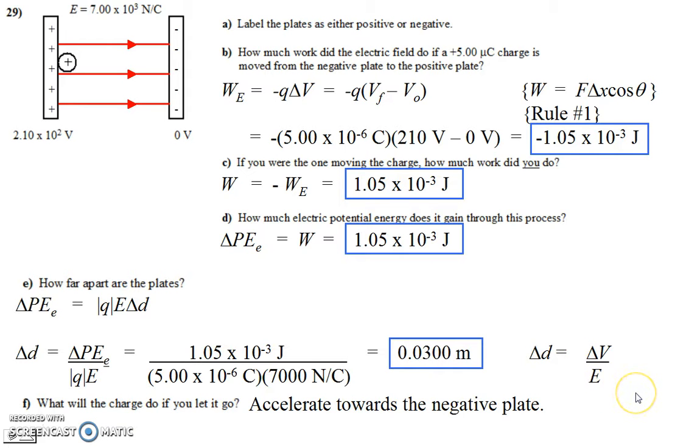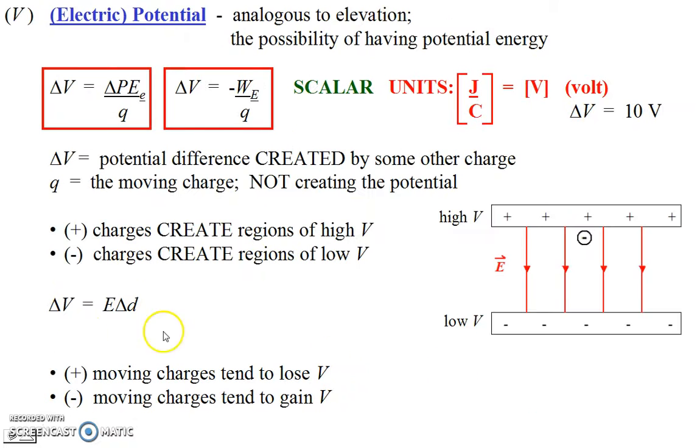So going back into our notes, let's rearrange this for delta V. So we're going to write it here as delta V equals E delta D. This makes a really nice shortcut for finding the potential difference between the plates. And notice it takes the charge out of it. It's not going to matter what charge it is.